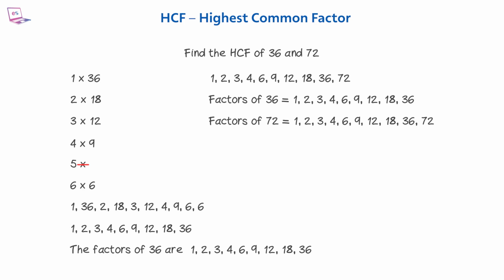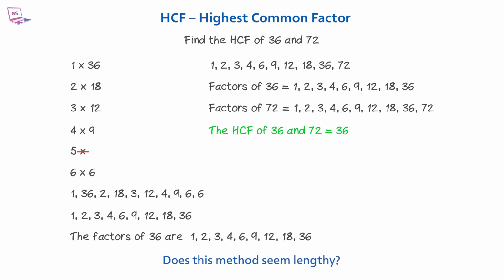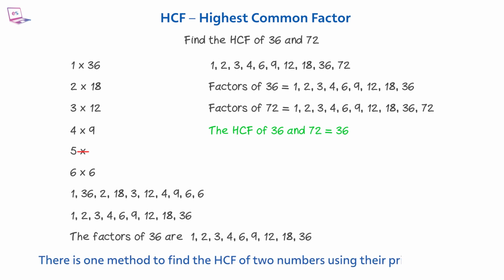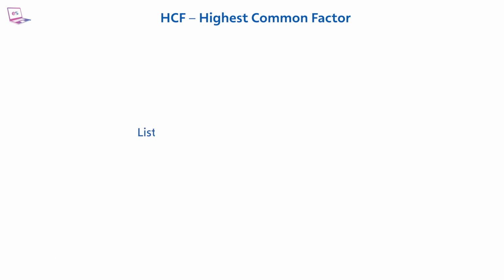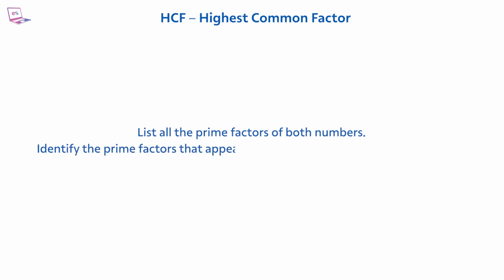Here, there are many common factors like 1, 2, 3, 4, 6, 9, 12, 18 and 36 that appear in both the lists. Since 36 is the biggest number in both lists, it is the highest common factor. The highest common factor of 36 and 72 is 36. Does this method seem lengthy? There is one method to find the HCF of two numbers using their prime factors. Here, list all the prime factors of both numbers.